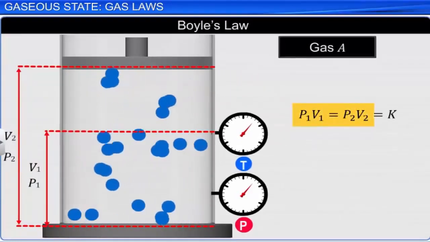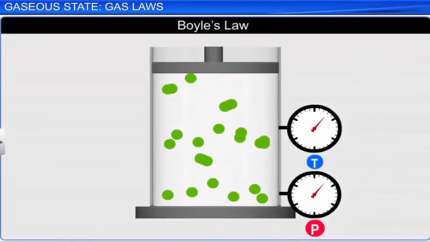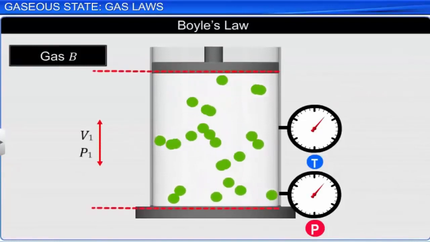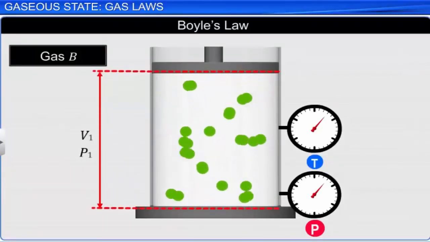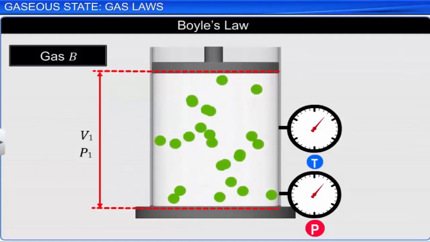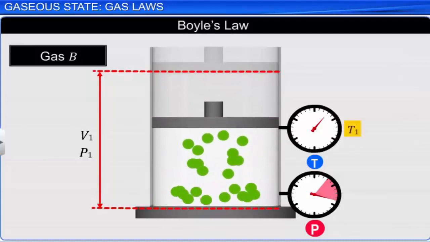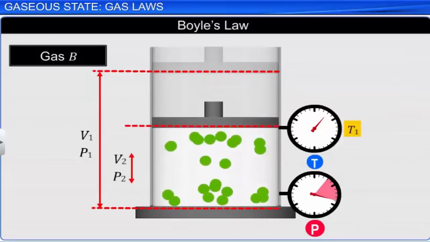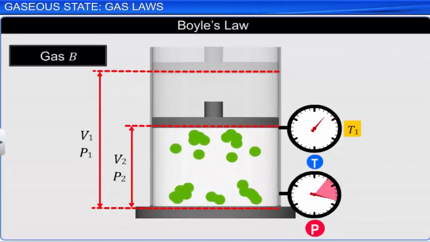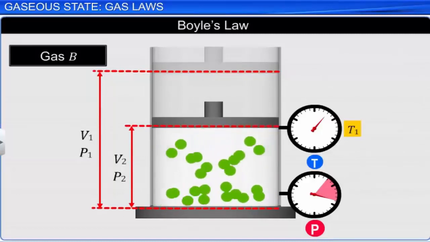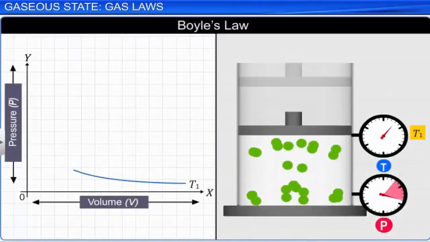Now consider N moles of gas B at pressure P1 and volume V1. Let us now slowly increase the pressure, keeping the temperature constant at T1. We observe that the volume of gas decreases as the pressure increases. If we plot this variation of pressure versus volume on an XY graph, we get the given curve.